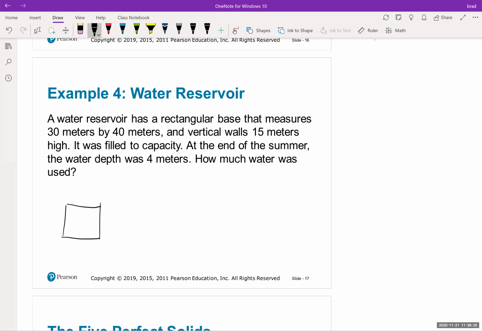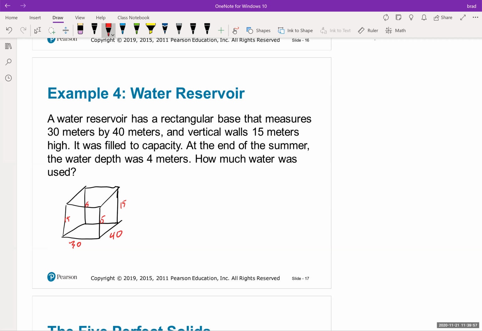I'm not too good at drawing three-dimensional objects, but I'll give it my best shot. One of my students taught me one time, I think they were in art, you draw it like this, and then you connect this. Okay, so that's our box. It says that it's 30 by 40, that's the base, and then the walls are 15. So we know that this is 15, this is 15, this is 15, and this back wall is 15 in height. It was filled to capacity.